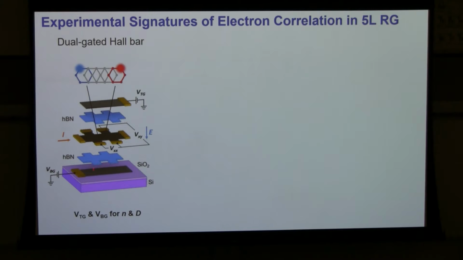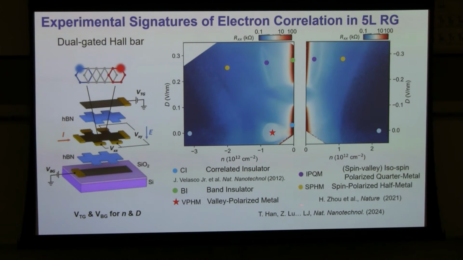You can assemble a stack that's composed of multilayers of graphite, hBN, graphene, hBN, and you can use graphite as a top and bottom gate to control the charge density and the displacement field in the vertical direction. You make it into a Hall bar, so you can measure the longitudinal resistance and the transverse resistance as a function of temperature and magnetic field. So this is the simplest device that we have made. This is a 5-layer rhombohedral graphene sandwiched by hBN.